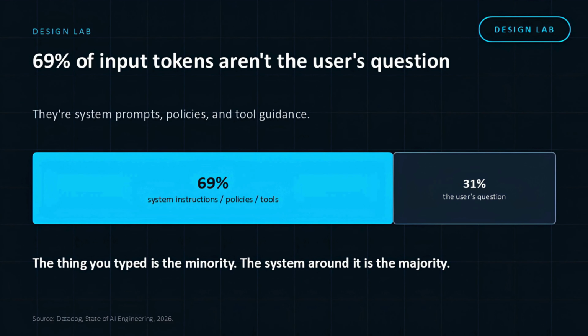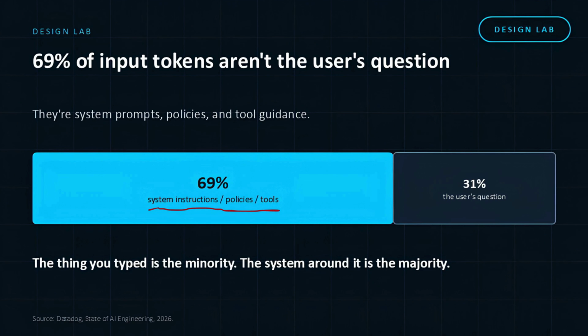One number makes it concrete. In production AI traces, about 69% of the tokens going into the model aren't the user's question at all. They're system instructions, policies, and tool guidance. The thing you typed is the minority.